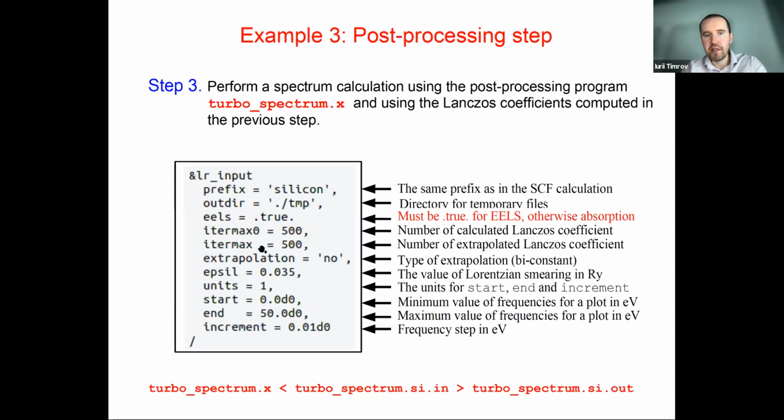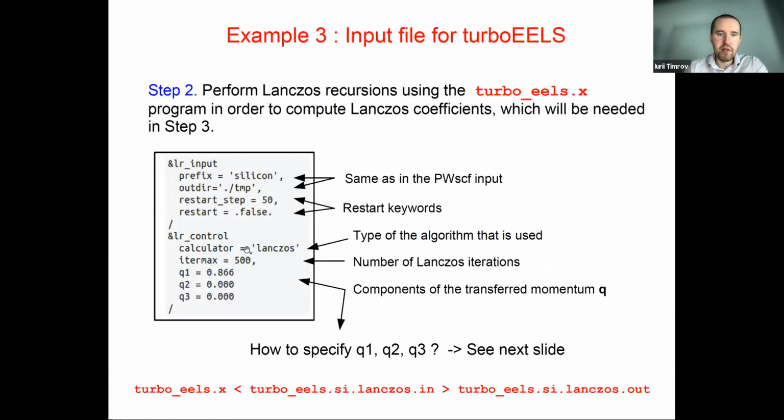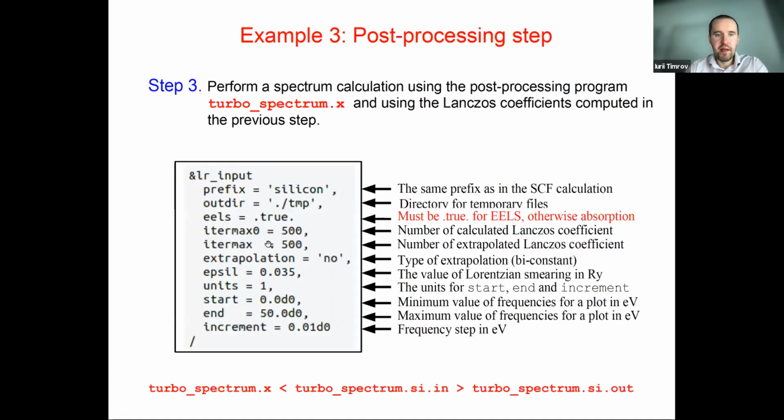We have iter_max_zero and iter_max that Oscar described. We can use the same extrapolation technique or not, as Oscar described. For the time being, let's say we don't use extrapolation. So iter_max_zero and iter_max are 500. Why 500? Because in turbo_eels, it was also 500, so we keep the same number. And then we have broadening epsilon 0.035 Rydberg. Units can be different, Rydberg or electron volts. We use one which corresponds to electron volts for the energy spectrum plot. And we specify the start, the end and the increment step for the energy, also in electron volts.